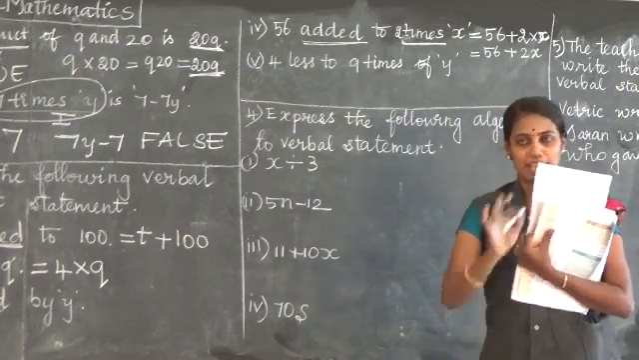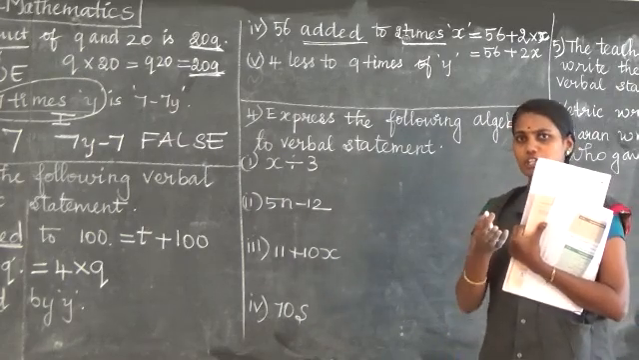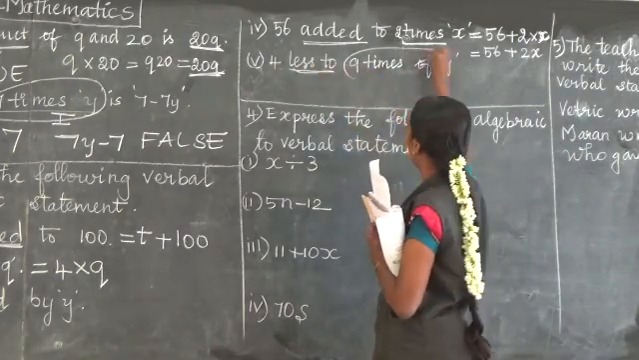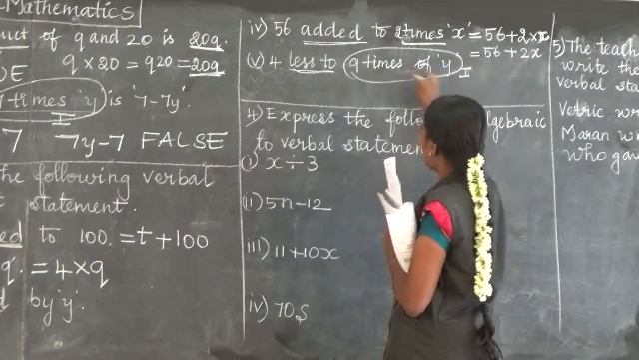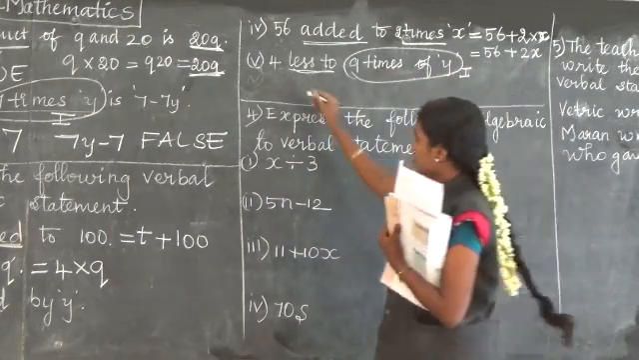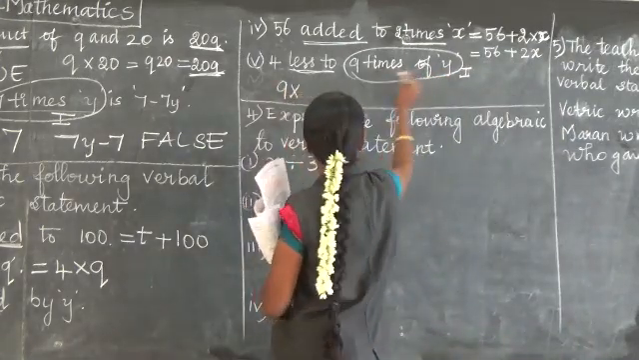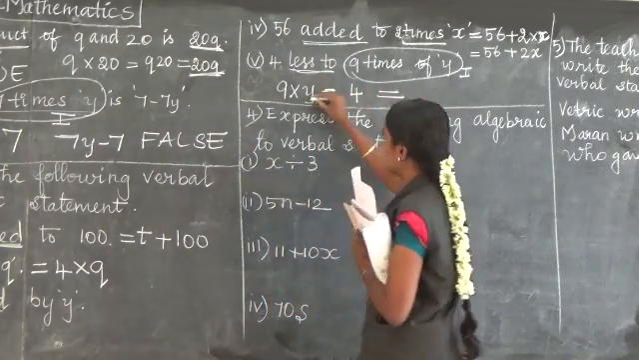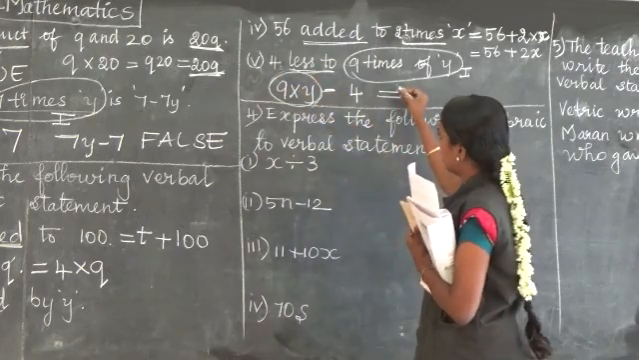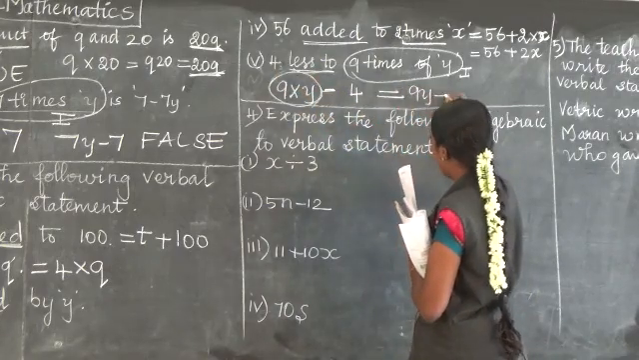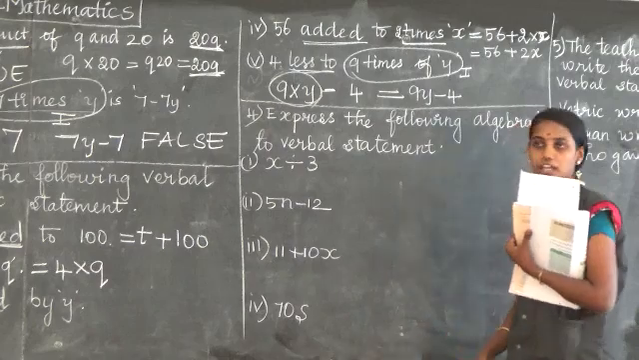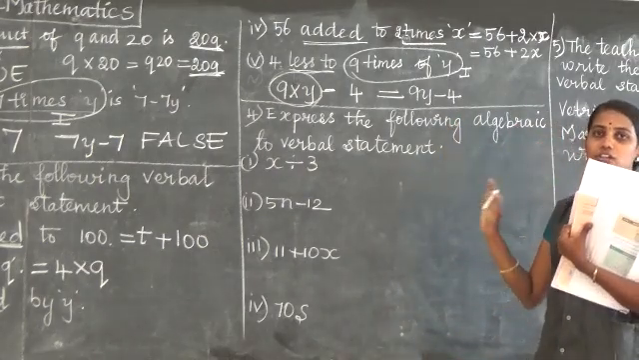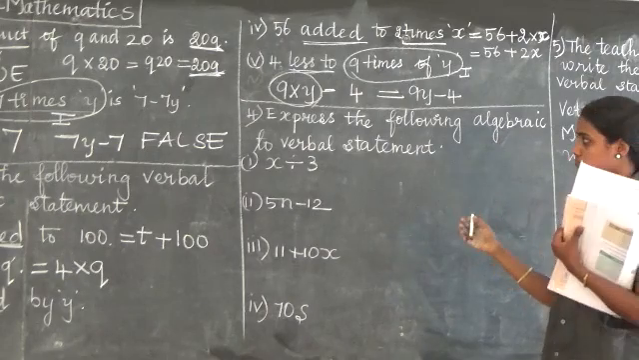Next, 4 less than 9 times of y. Less means what? Minus sign we know. But what should we do? From the back to first. So this will be first, 9 times of y. So 9 into y minus 4. How will you write this? 9 into y can be written as 9y minus 4. Are you all clear with this? Memorize the clue words, then only we can go for the problem.